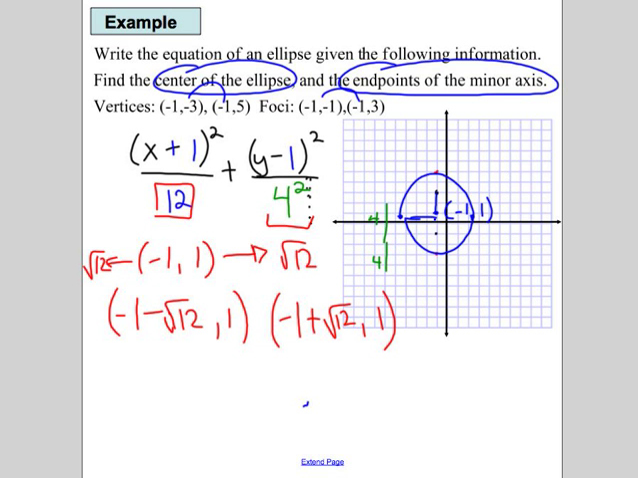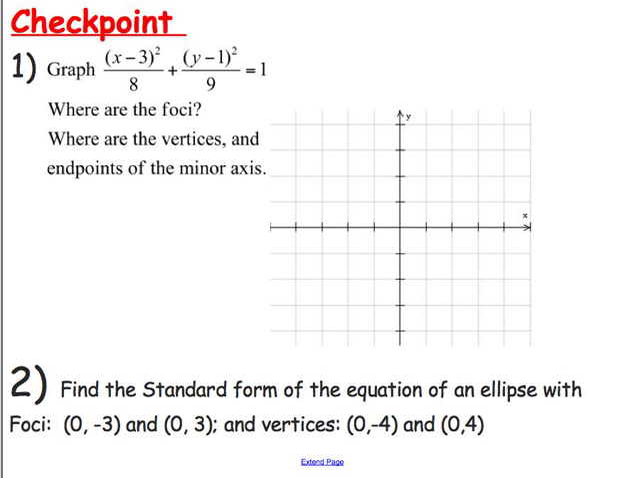So give these problems a try on your checkpoints in the next slide here. In these checkpoints, you're asked to graph and find those major important points, and then see if you can write the standard rule for the ellipse with that information. Do your best, bring your questions into class, and we'll go over them at the start.